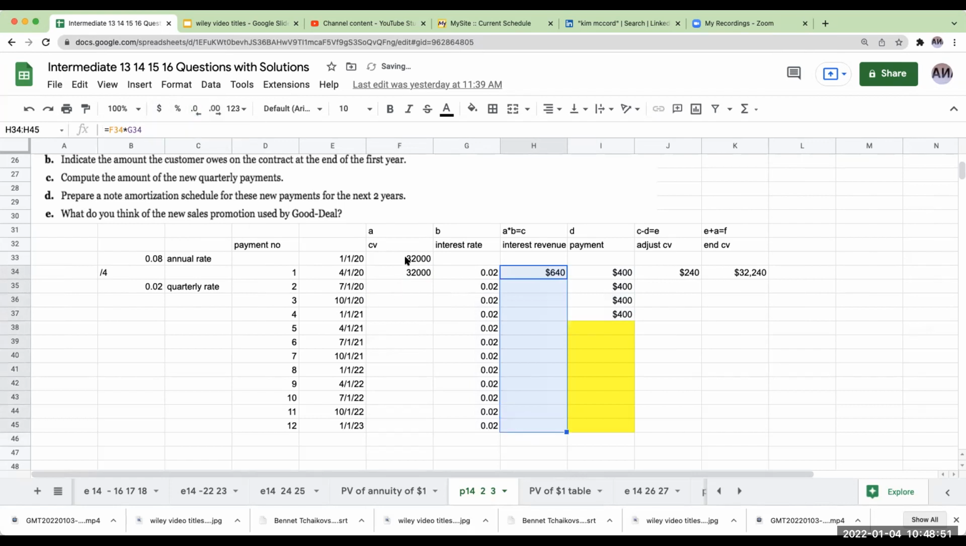Why is my carrying value increasing? Well, my carrying value is increasing because I have this issue with the ending carrying value going higher, because the payment is not covering the amount of the interest. So for the following period, we're going to get into a similar situation.